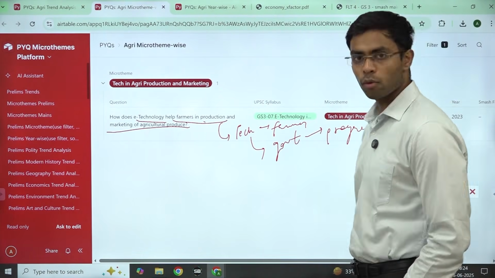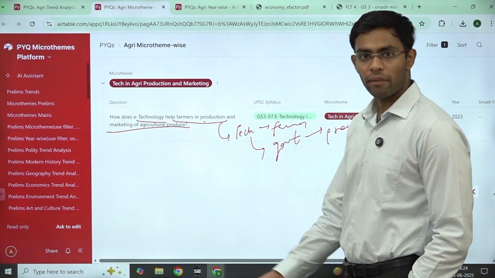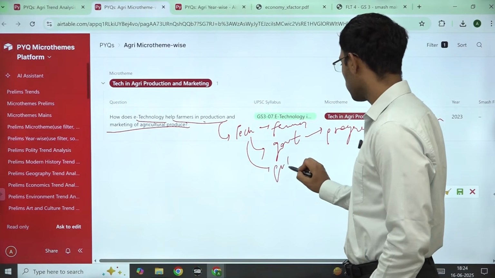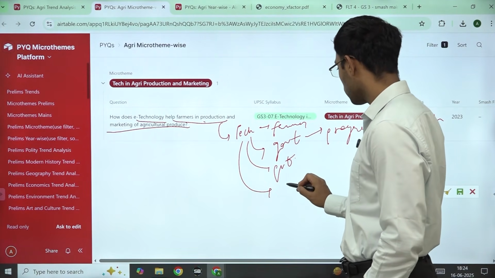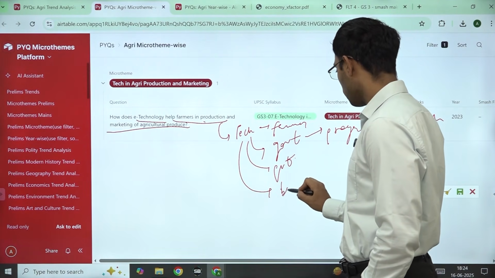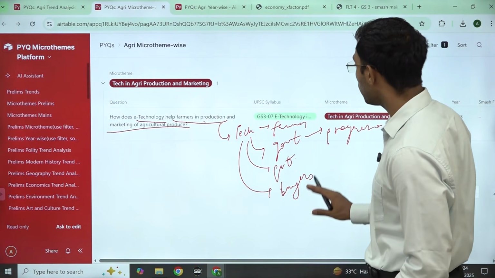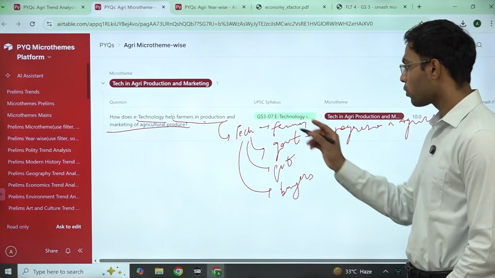Okay. Who else is involved? Maybe private companies who are investing in contract farming, private players, consumers, the buyers of the produce, right? So a lot of people are involved in agriculture, and technology is one of the aspects.